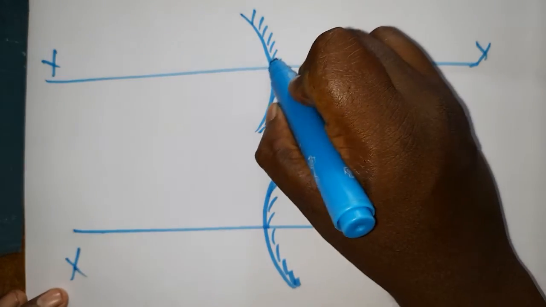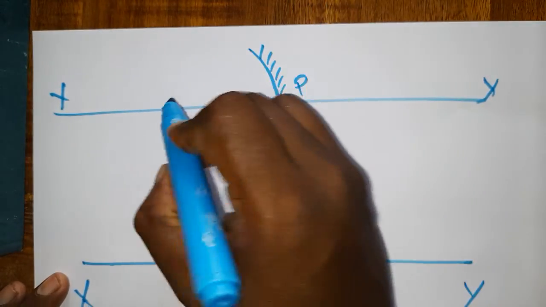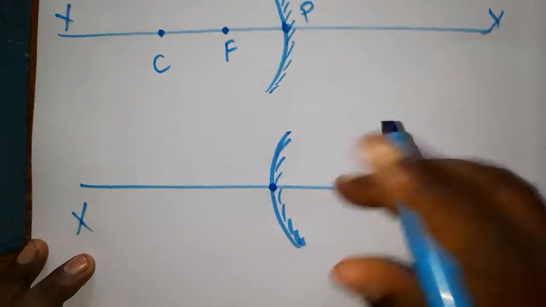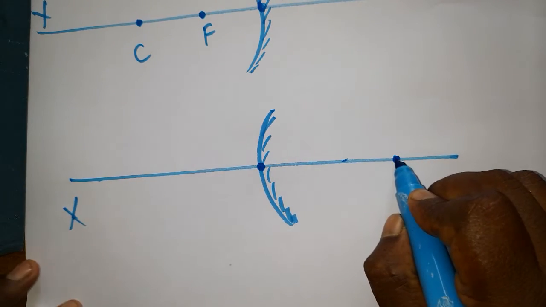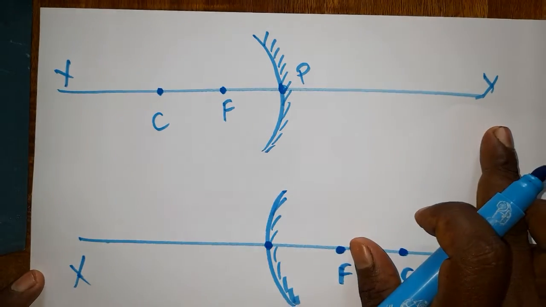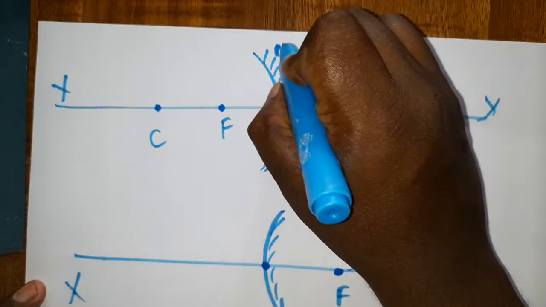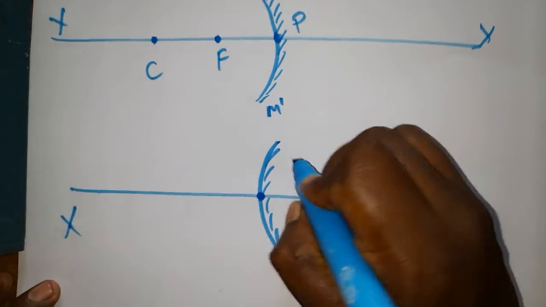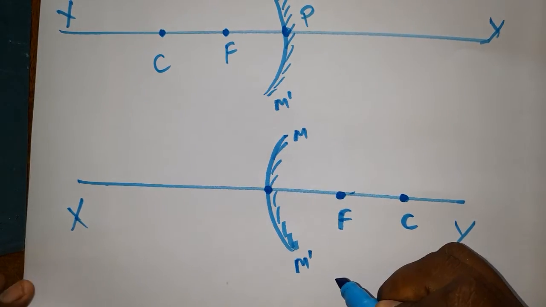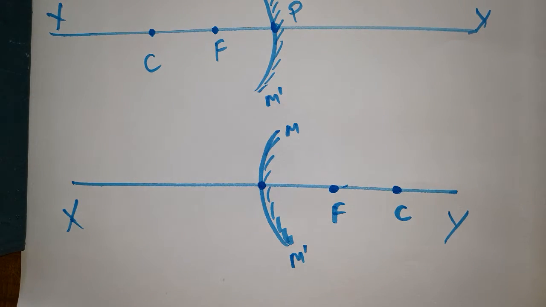P is called the pole, the center of the mirror. It looks like a circle, and this circle's center we call the center of curvature. This is called the principal focus. For the convex mirror, the center of curvature comes on this side. XY is the principal axis, C is the center of curvature, F is the principal focus, P is the pole, and M dash is the mirror aperture, which is the diameter of the mirror, like a full field of view. There are 2 types of mirror: concave and convex.